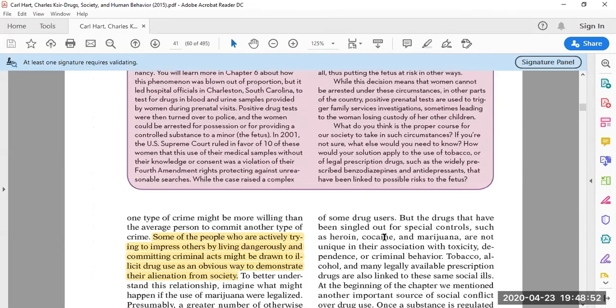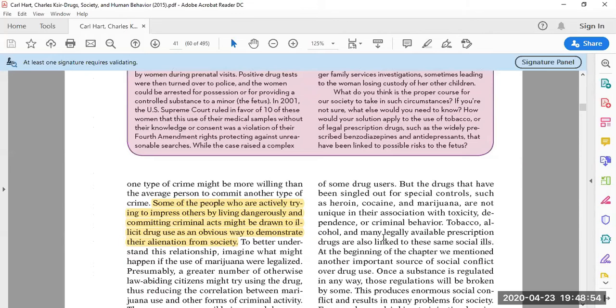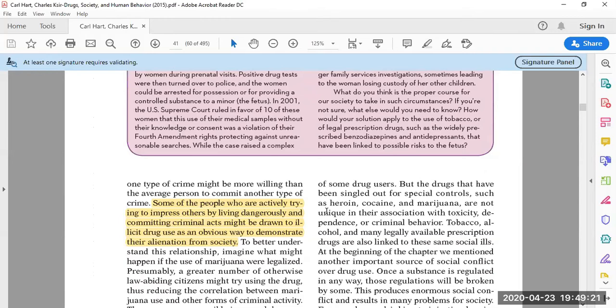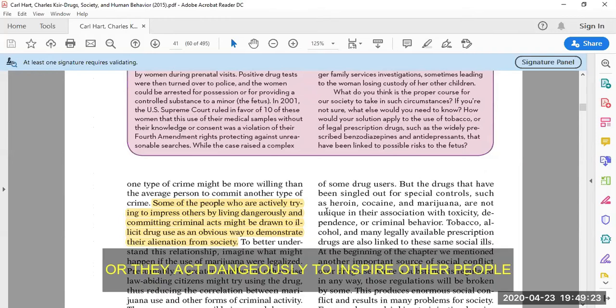But the interesting thing is why they commit crime, which I mentioned and highlighted: some of the people who are actively trying to impress others by living dangerously and committing criminal acts might be drawn to illegal drugs and use them as an obvious way to demonstrate alienation from society. So what is meant by this? It means that people are committing crime just because of fashion. People are sometimes inspired by the media, or they want to act dangerously to impress other people.